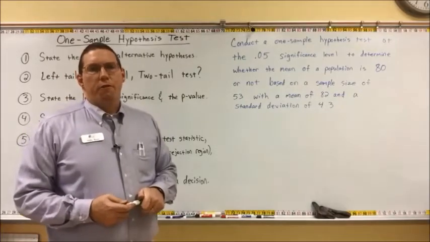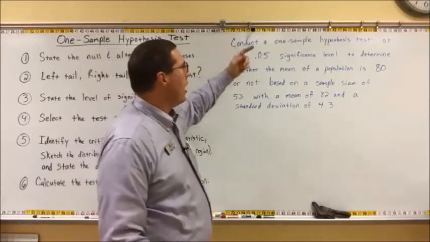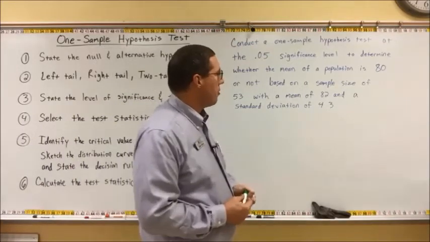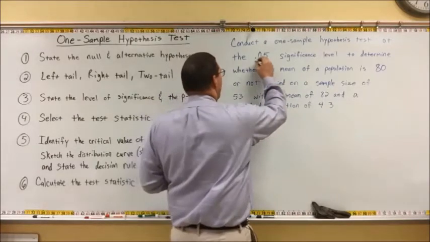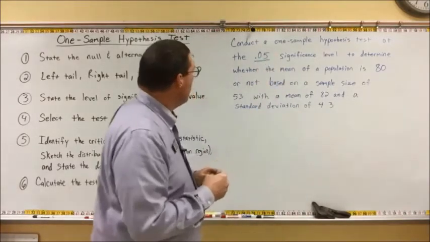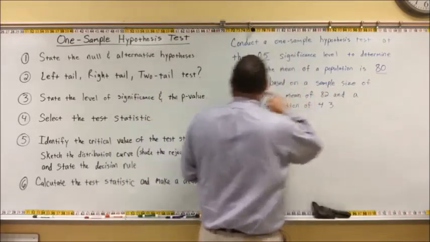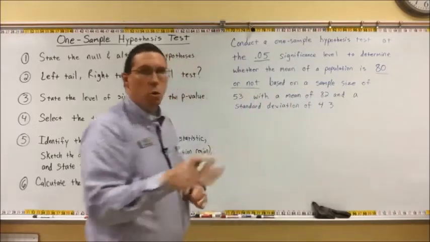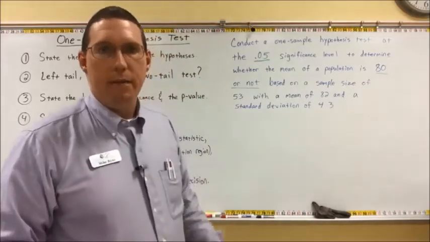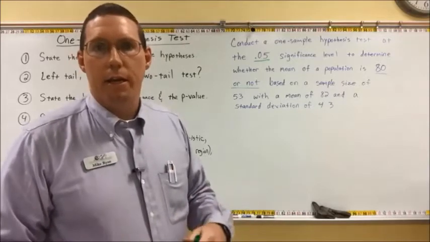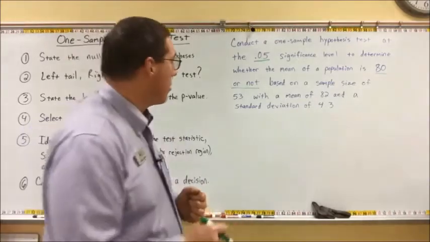All right, folks, let's do a few examples here. We've got this question that says, conduct a one-sample hypothesis test at the 0.05 significance level to determine whether the mean of a population is 80 or not. 80 or not. It doesn't say less than 80. It doesn't say greater than 80. It says 80 or not. That's going to indicate our null hypothesis and our alternative hypothesis.